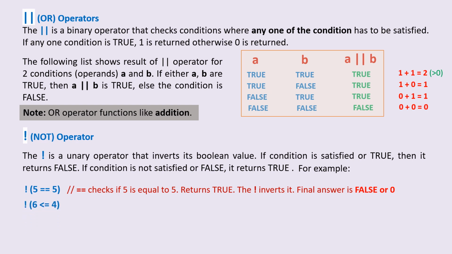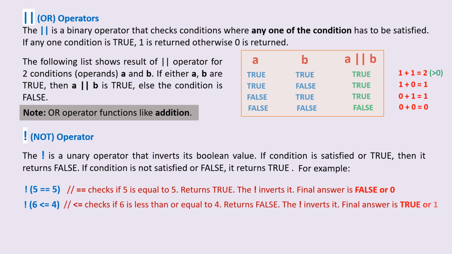Not 6 less than, or equal to, 4. Less than equals checks if 6 is less than, or equal to 4. No. So it returns false. The not inverts it. Final answer is true, or 1.